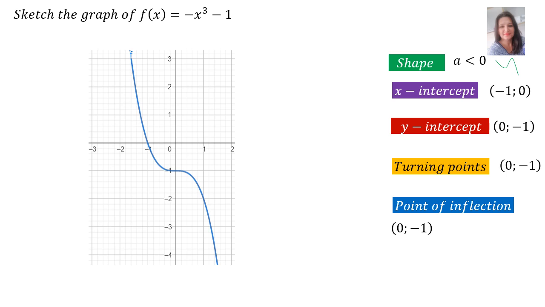The shape: a was smaller than 0, and there it's very clear that it's a descending graph. Your x-intercept is the point -1 and 0, and your y-intercept is the point 0, -1, which is also your turning point, 0 and -1, which is also your point of inflection. So my advice to you is memorize this graph.